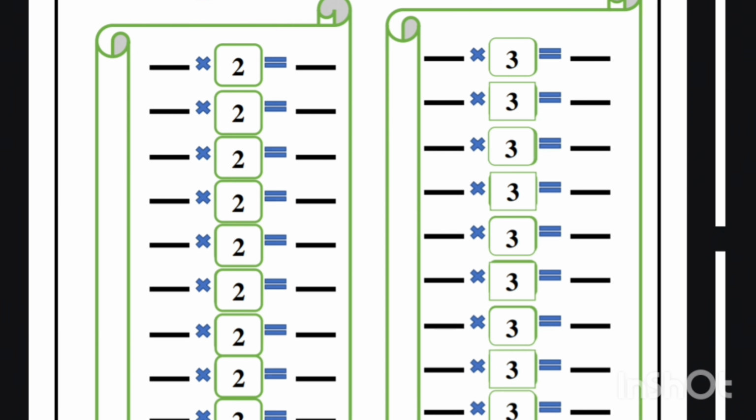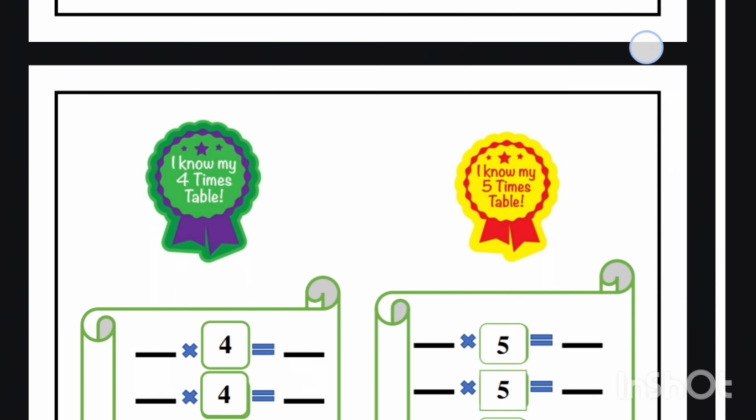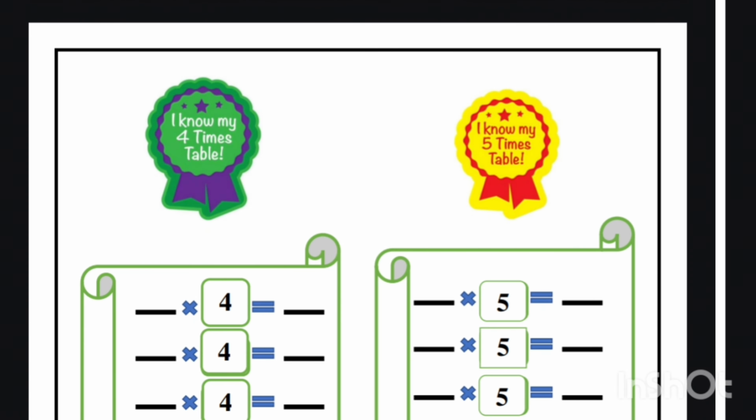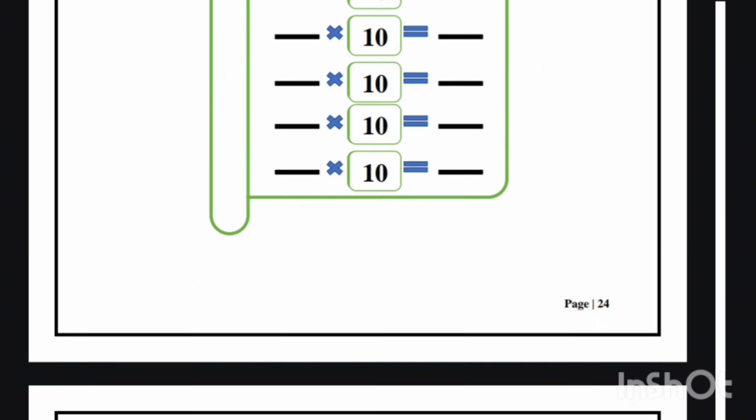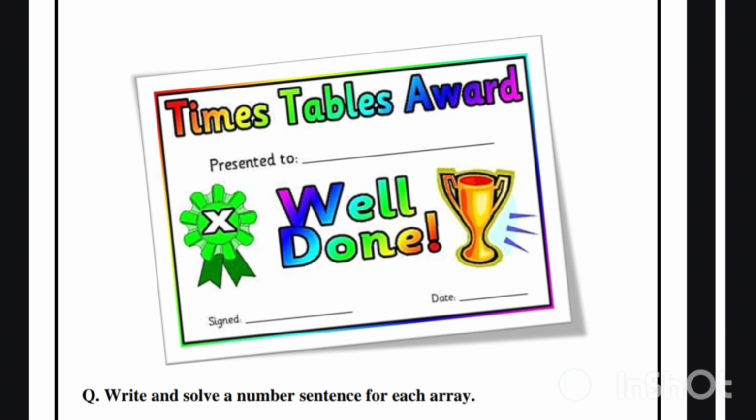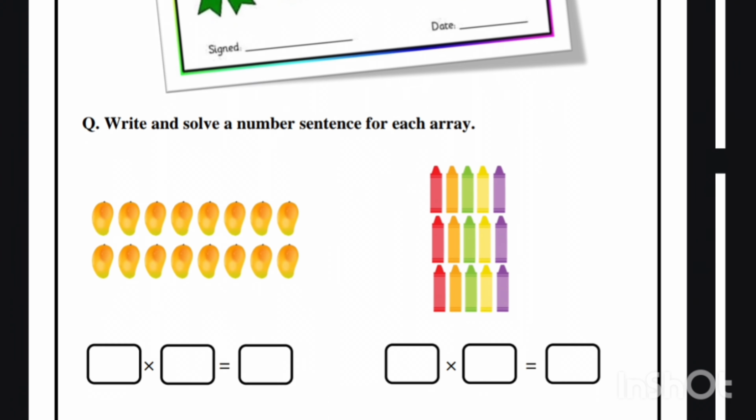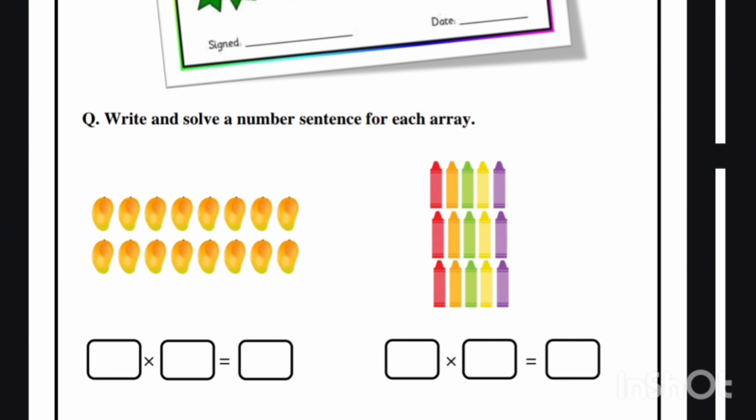Again there are a few questions, fill in the blanks we can say, related to the timetables. This is a table of 2, this is a table of 3, you can see this is 4, 5, 10. All right, after timetables you are going to get the reward. Now again there are a few more questions, and this is a very colorful worksheet.